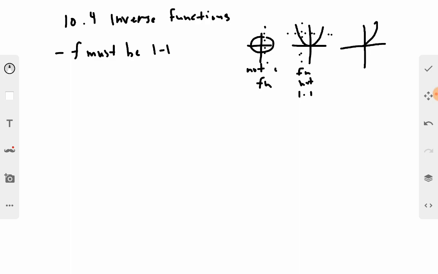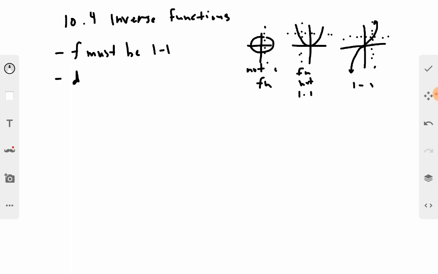Okay, so if we have something like a cubic, let's try that again. There's a cubic, so this is a function, passes the vertical line test. It also passes the horizontal line test. Okay, a horizontal line and a vertical line both only hit one time, and so that is 1 to 1. So we have to have a 1 to 1 function in order for f inverse to exist.